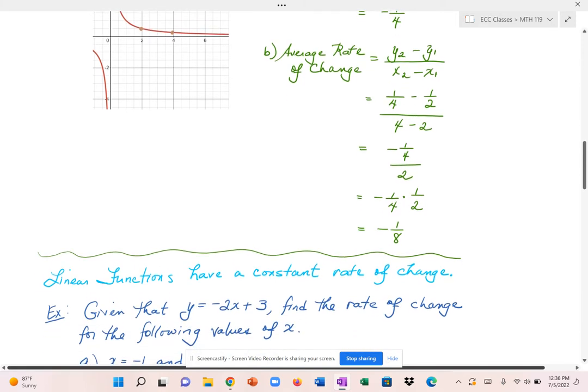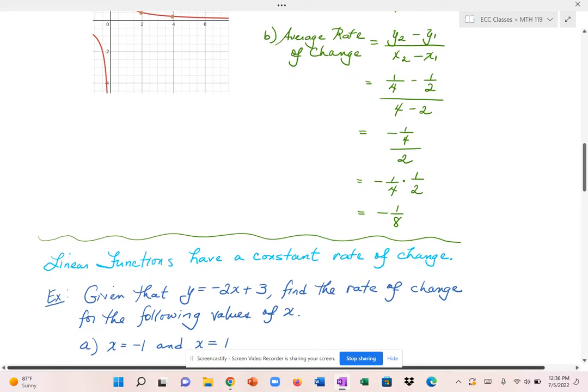Okay, so linear functions have a constant rate of change. So the rate of change will be the same. That's what a constant means. It's not going to change anywhere on the line.